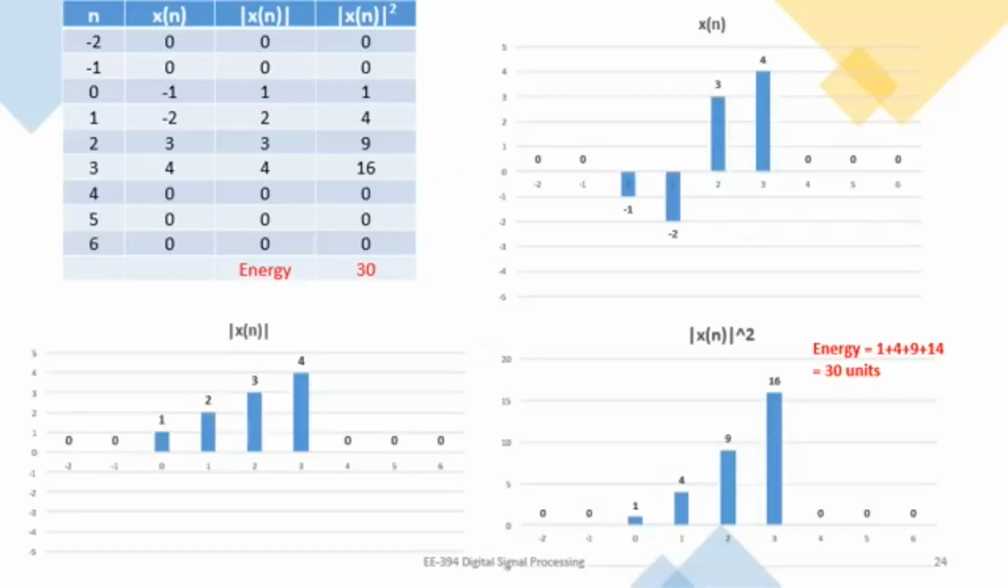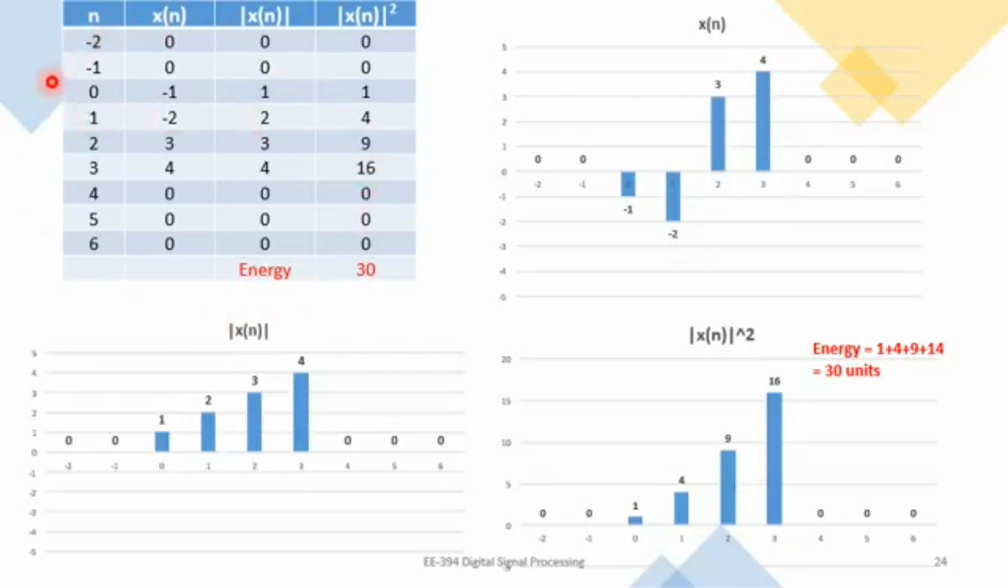Now it will be easier for you to understand through this example. This slide has 4 plots. One is a table, and the second, on the top right, is the value of x[n]. So let's start from here. The value of x[n] is minus 1, minus 2, 3 and 4, and on the left hand side it is 0, on the right hand side it is 0. So for n equals 0 it is minus 1, for n equals 1 it is minus 2, for n equals 2 it is 3, and for n equals 3 the value is 4.